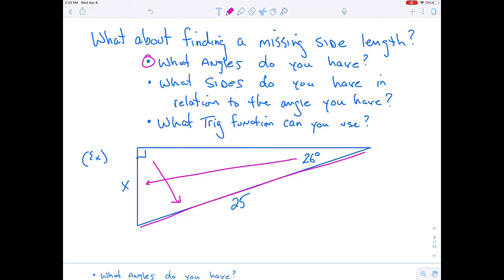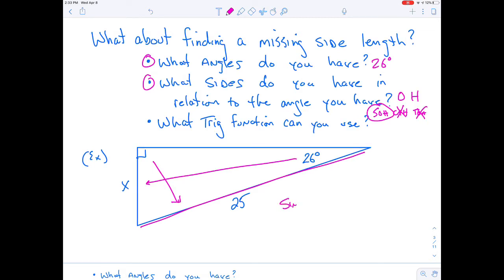So in my first bullet point, it says, what angles do you have? You have 26. What sides do you have in relation to the angle you have? Well, you have the opposite and you have the hypotenuse. So now I need to think about what trig function you can use. So I have SOH-CAH-TOA, and I want one with an O and an H. The only one that's going to fit the bill is SOH. So we're going to use the sine function.